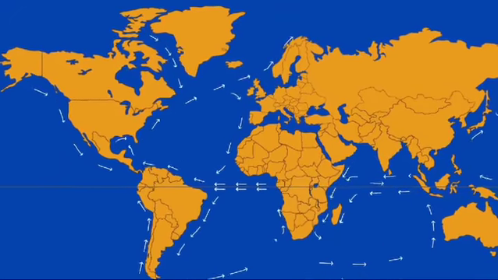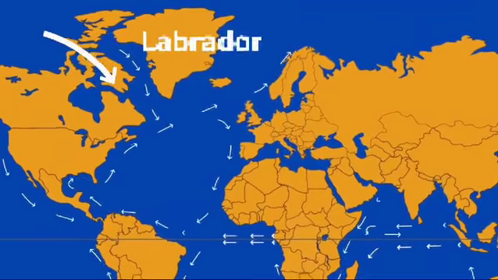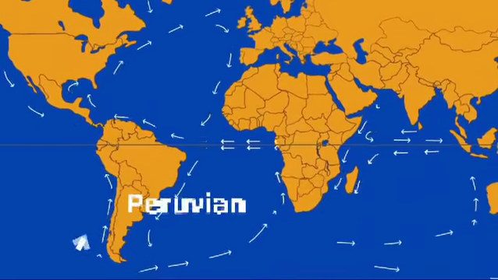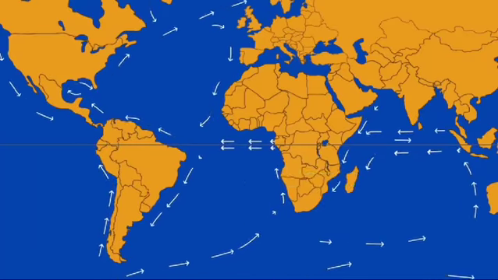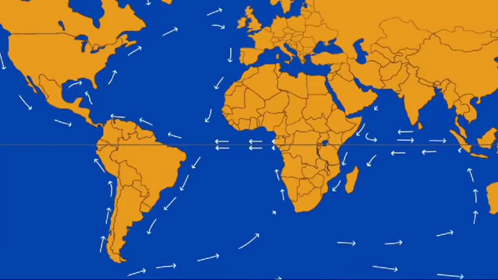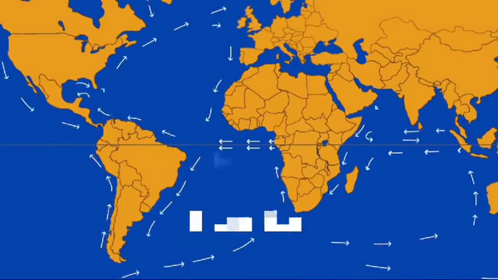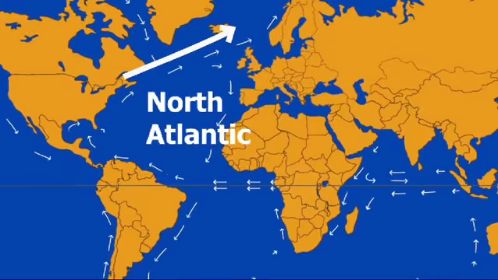winds are onshore. Examples of cold currents are Labrador current, Peruvian current, Benguela current. Whereas examples of warm currents are Brazilian current, North Atlantic drift.